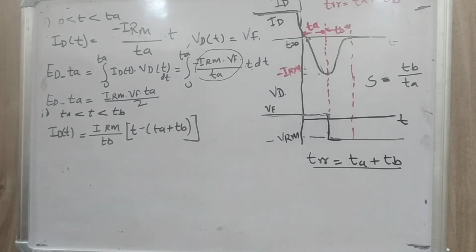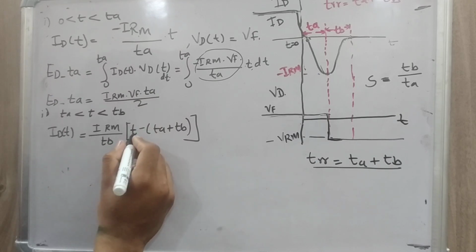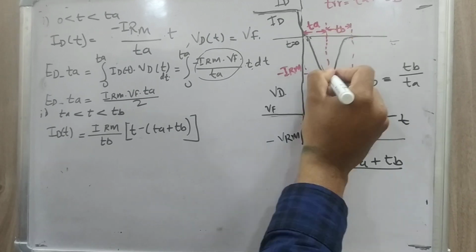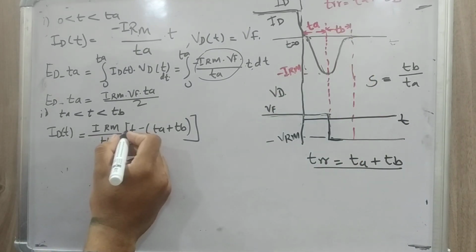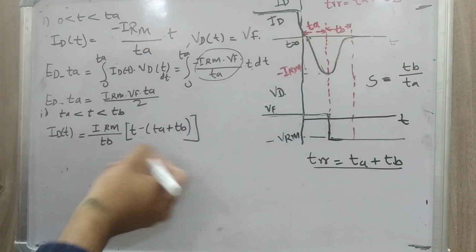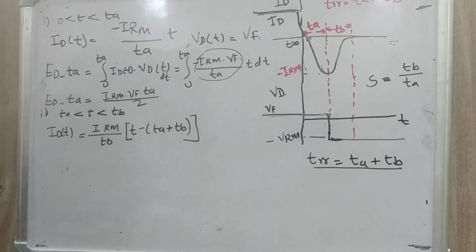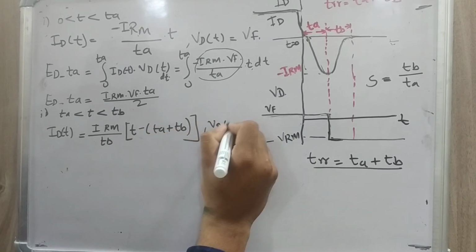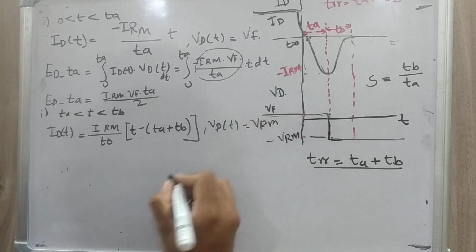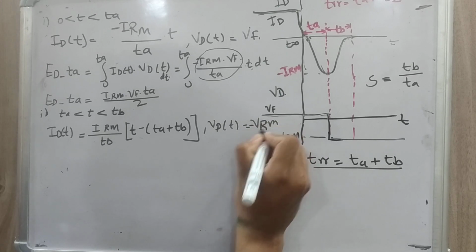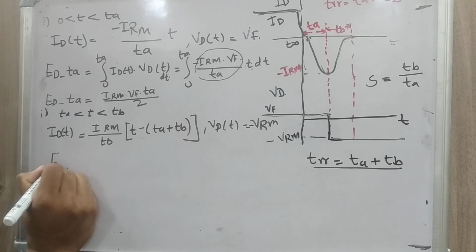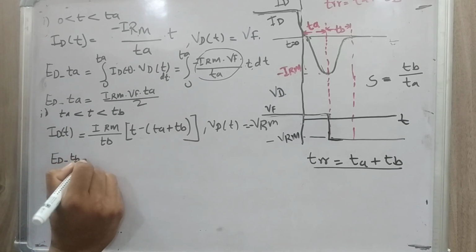Now if we put t equal to TA, then we will get minus IRM, which is this point. Now if we put t equal to TA plus TB, which is this point, then we will get ID of t equal to 0. So this is the correct equation, right? And VD of t during this time is VRM, which is the applied negative voltage.